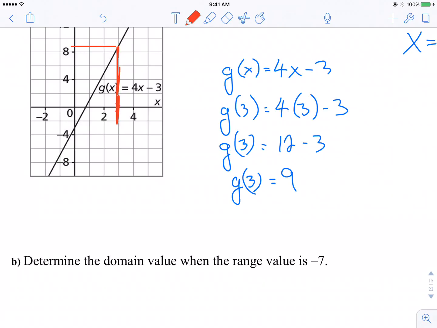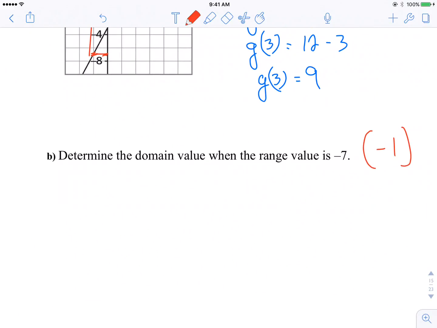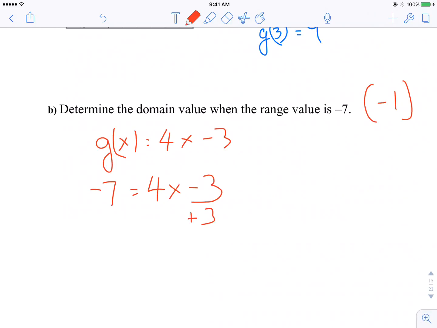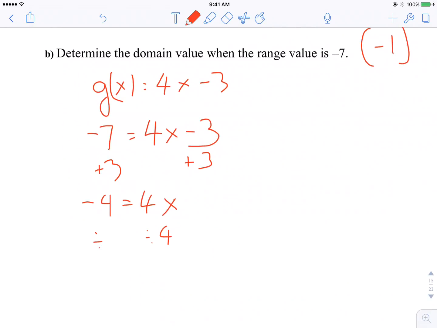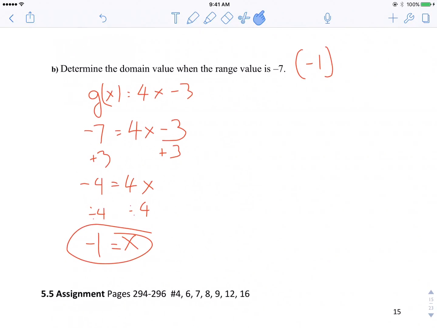Determine the domain value when the range value is -7. Again, reading from the graph, -7 is going to be here somewhere. Over to the edge of the graph, where it touches the graph, back up. It should be somewhere like -1. But I can use my function notation equation. g of x is equal to 4x minus 3. This time, this is -7, equal to 4x minus 3. Add 3: -4 is equal to 4x. Divide by 4, divide by 4. -4 divided by 4 is -1, and that's exactly what I just got. So there's playing around a little bit with function notation.